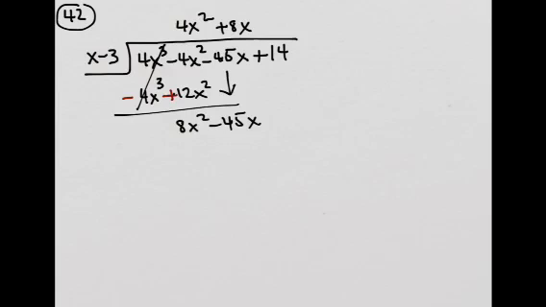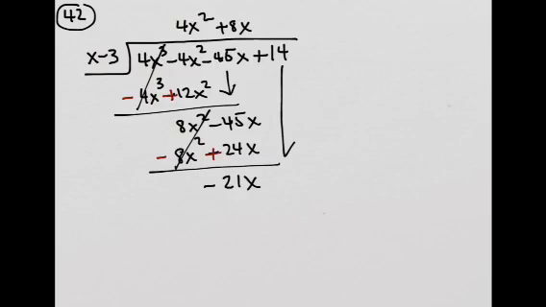You multiply 8x by x minus 3, you get 8x squared minus 24x. You subtract. When you subtract, you add the opposite. So this would be minus, and this would be plus. You combine the two rows. This is 0, and this is negative 21x. You bring down the next term.